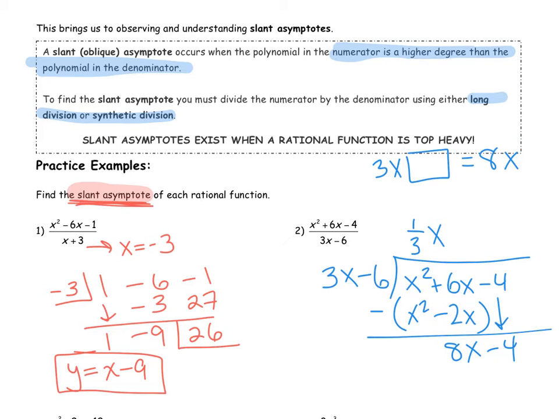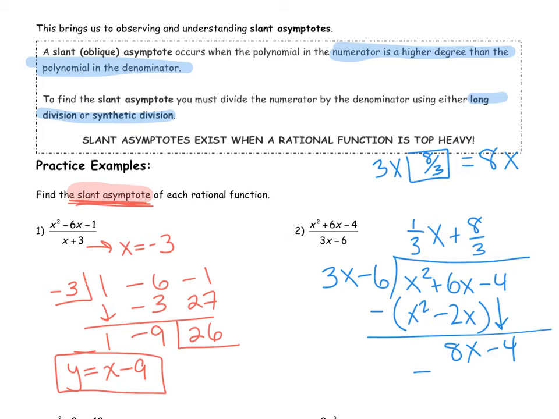3x times what will get me to 8x? That would be 8/3. So that's going to go right here. And again, if I redistribute this, there should be a remainder. If there isn't a remainder, then a slant asymptote doesn't exist. So let's go through this.